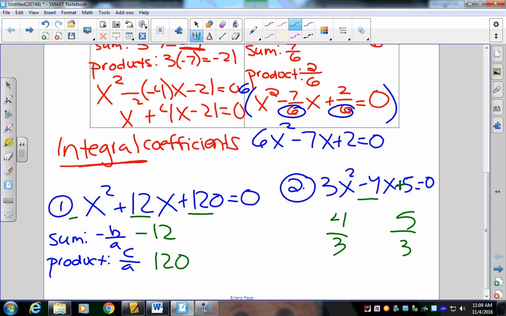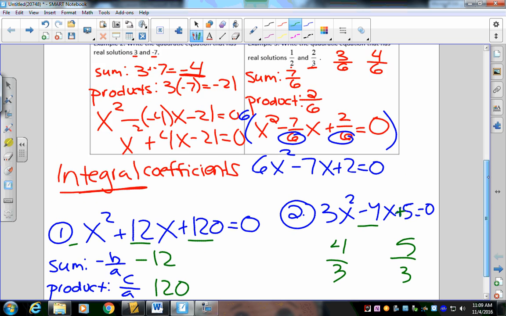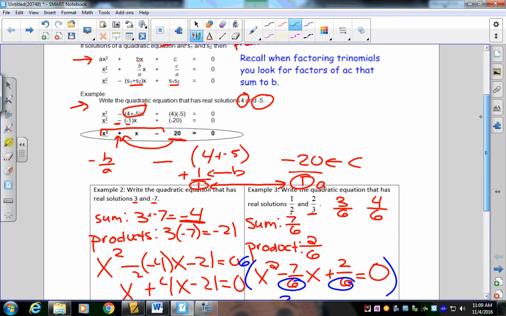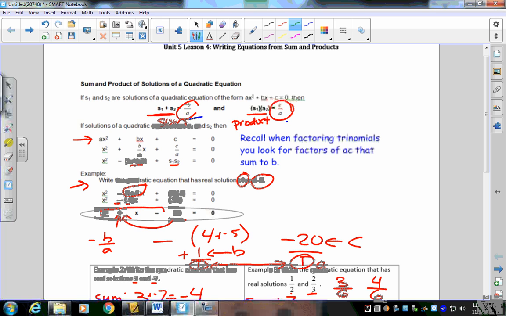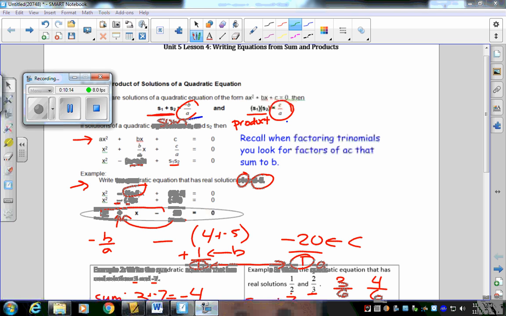If we actually did solve them, we could prove that by adding the two solutions and multiplying them to make sure we do get those values. So that's how sum and products can help us identify what the equation is and how to work with the solutions. All right, we are all done.